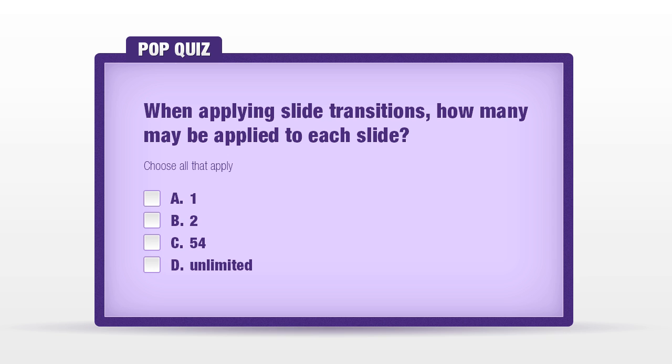Here's another pop quiz question. When applying slide transitions, how many may be applied to each slide? A, 1, B, 2, C, 54, D, unlimited. The proper answer here is A. Each slide can have one and only one transition.